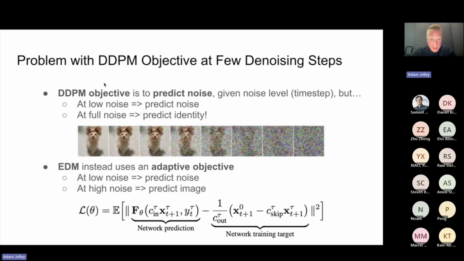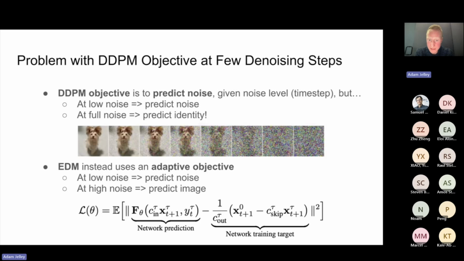So we can consider the DDPM objective to begin with. The DDPM objective is to predict noise given the current noise level or time step. But this means that at low noise levels, we predict the noise, which is quite challenging, but that's fine. But at full noise, if we take a fully noised image, then by predicting the noise, we're effectively just trying to predict the identity function on the input.